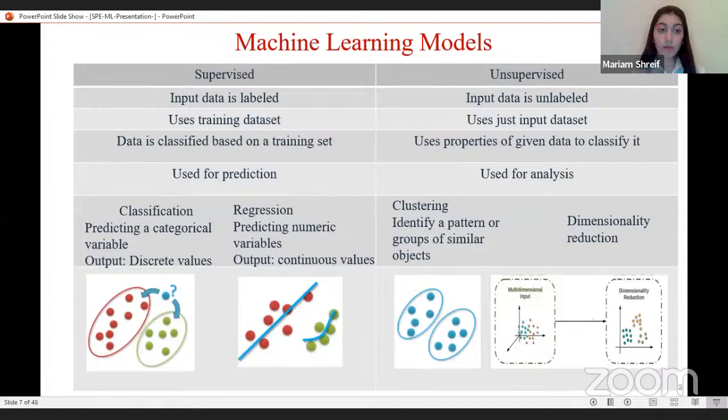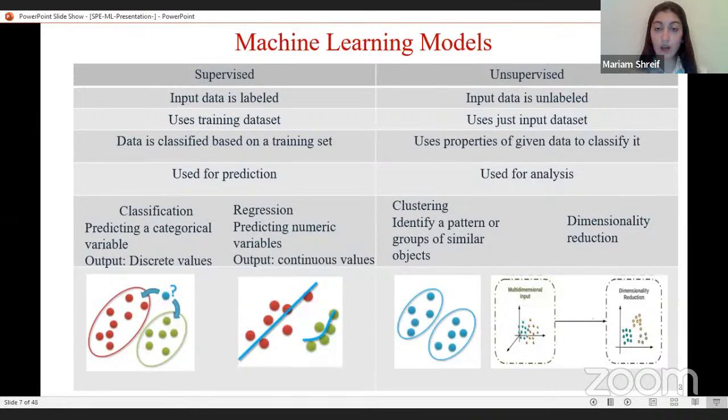Classification. In classification, we try to predict a categorical variable. So the output values, they are discrete. For example, if you want to forecast or to predict the rock lithology, so it's either, for example, sandstone or limestone. So the values are discrete. For regression, we are predicting numeric variables. So the output values, they are continuous. For example, if we are trying to estimate rock properties such as permeability or porosity.